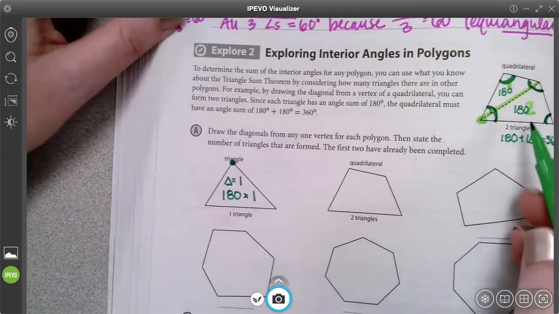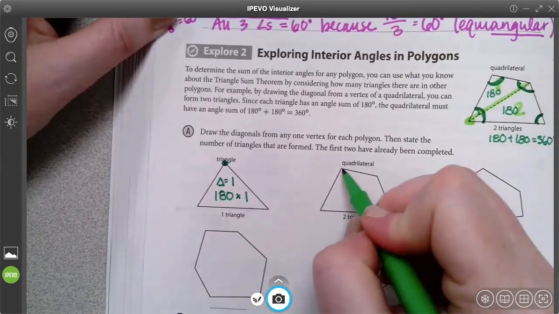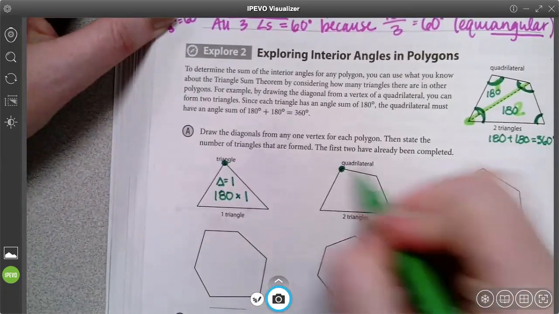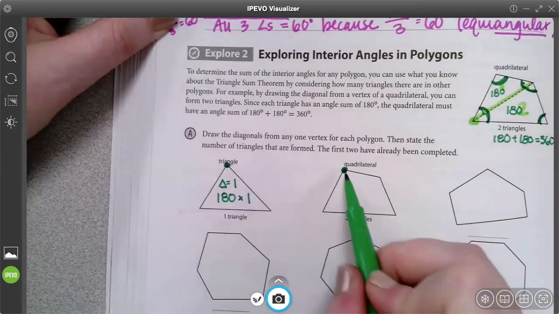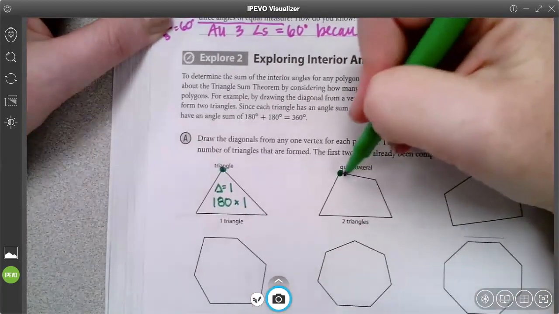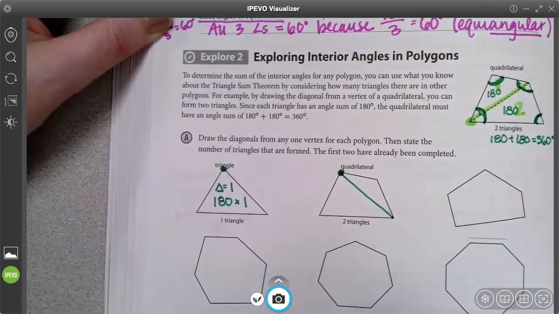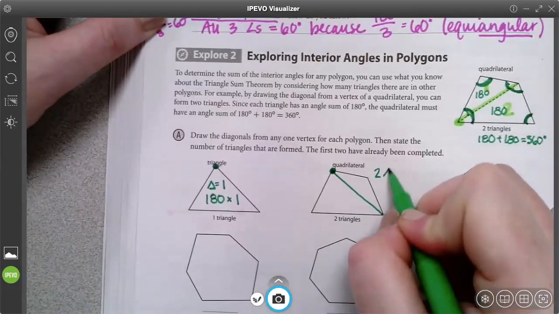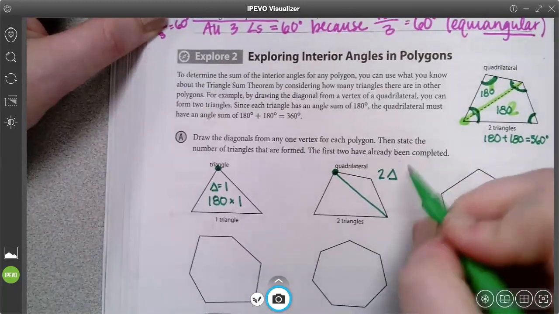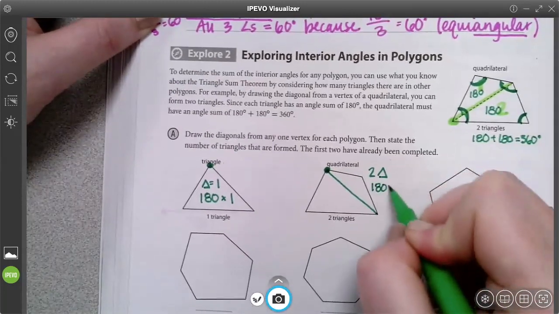We just did a quadrilateral. Let's do it again. Pick a different corner this time and see if it comes out any differently. We're going to pick a corner, connected already. This one needs to be drawn. This one's connected already. So we have two triangles, and the number of degrees would be 180 times 2.